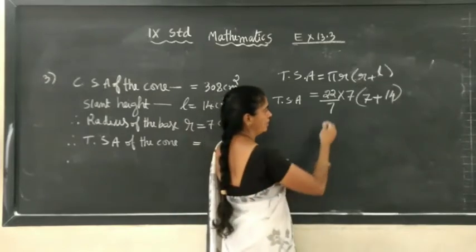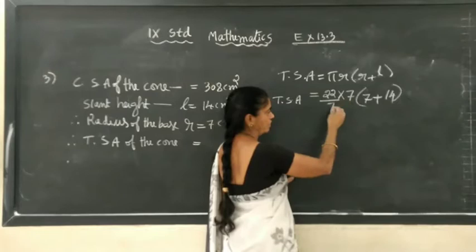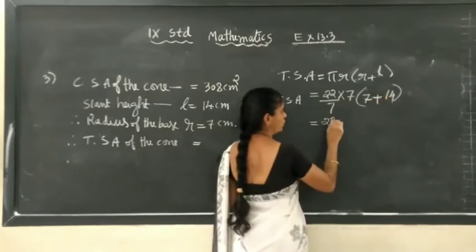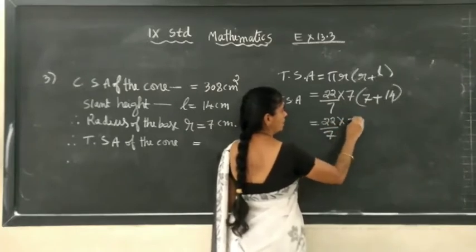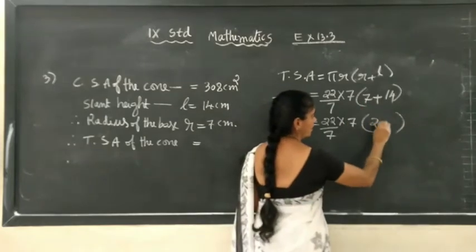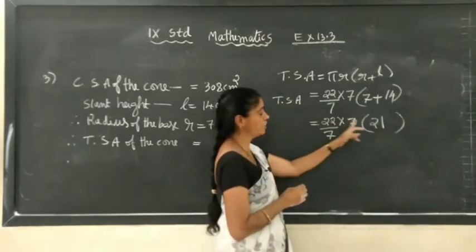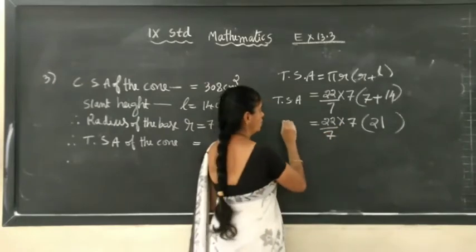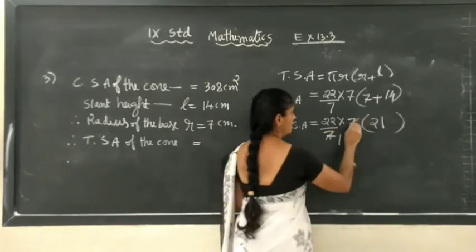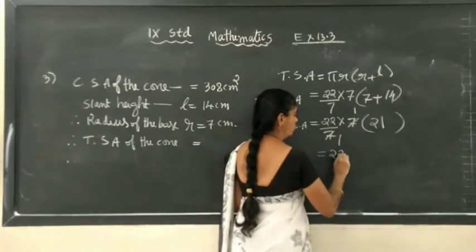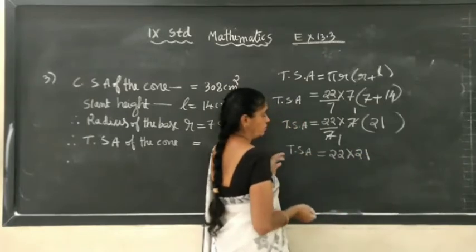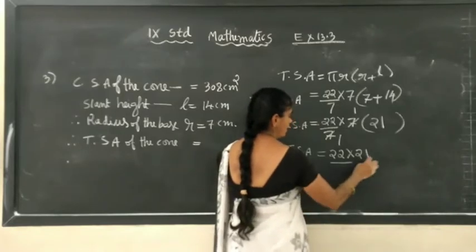Now we will simplify. This we can divide. We cannot do this first because we have to add first, then only we will do this. So it is 22 by 7 into 7 into 7 plus 14. It is 21. So we can do the division, then we can do the multiplication. 7 ones are 7, 7 ones are. So it is 22 into 21, total surface area. So multiply by 1 table now.